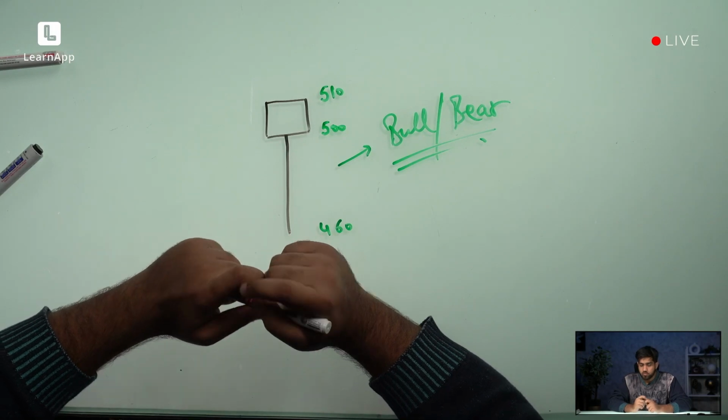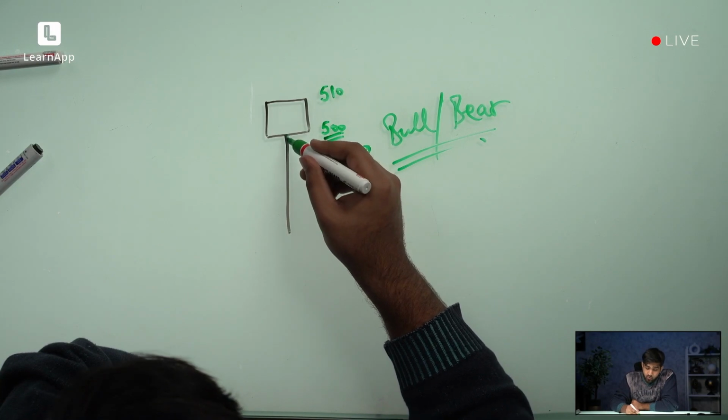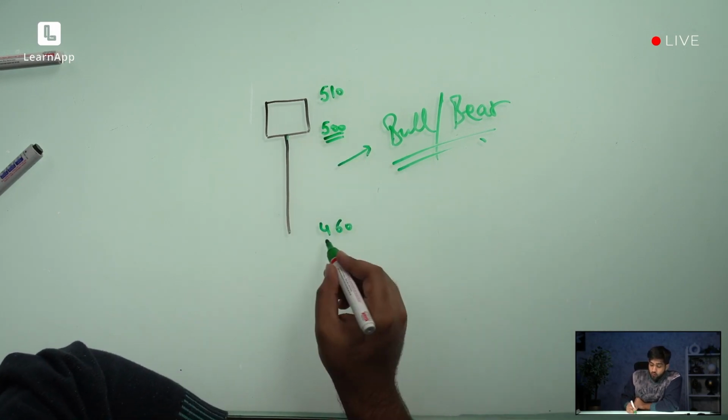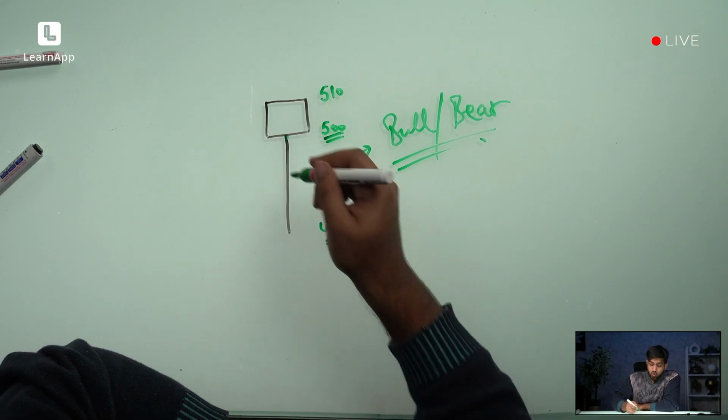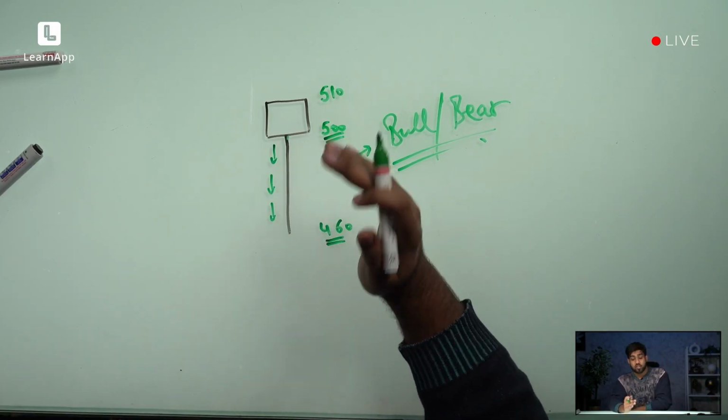Bull strength. Because when it opened at 500, it went down till 460. So there was a lot of selling pressure over here. What is the story behind it?